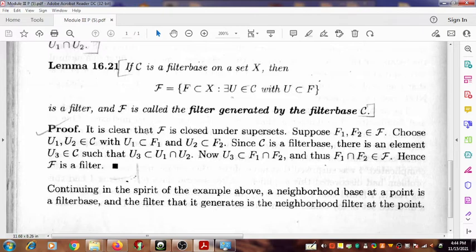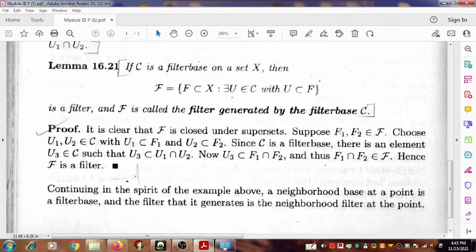Therefore, whenever F is a subset of G, G is also a member of script F, and this says that script F is closed under the operation of taking supersets. Next, suppose we take two members F1 and F2 of script F. What remains to show is that the finite intersection of any two members is also a member of the same set.